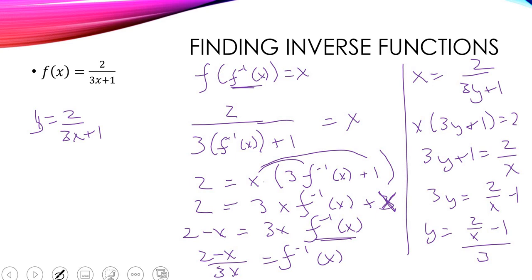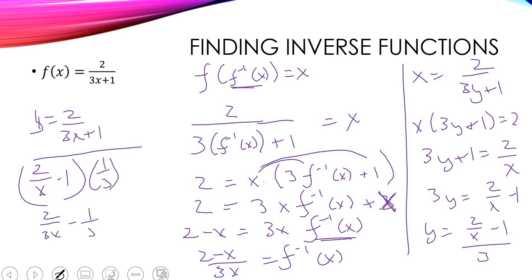I'm out of room. Let me go over here. So, sorry about that, guys. 2x minus 1 times 1/3. So I've got 2 over 3x minus 1/3. Multiplying this to get a common denominator gives me 2 minus x over 3x, which is what I had here.